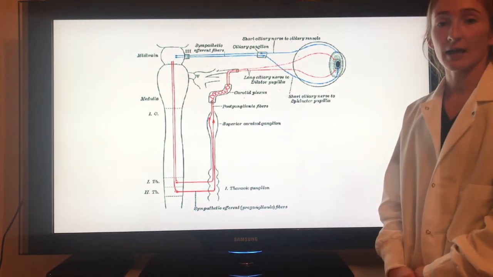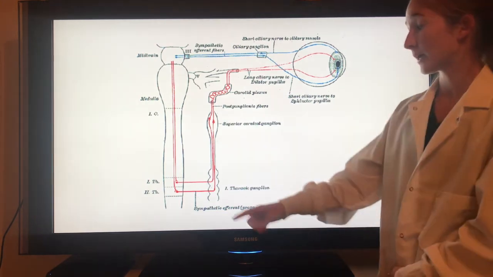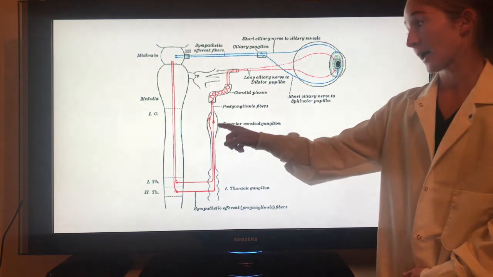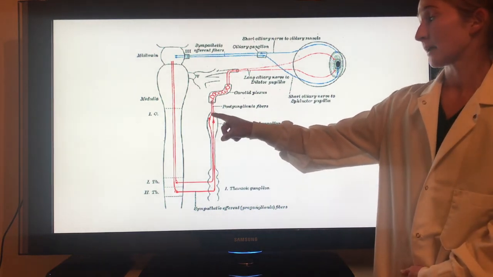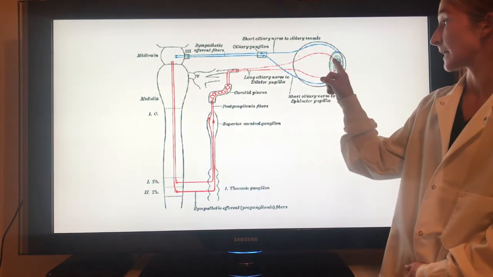Sympathetic innervation of the eye causes pupillary dilation. Presynaptic sympathetic fibers are conveyed from the lateral horn of T1 to T12 to the superior cervical ganglia. Postsynaptic sympathetic fibers are conveyed to the carotid plexus and the long ciliary nerve to the dilator pupillae.